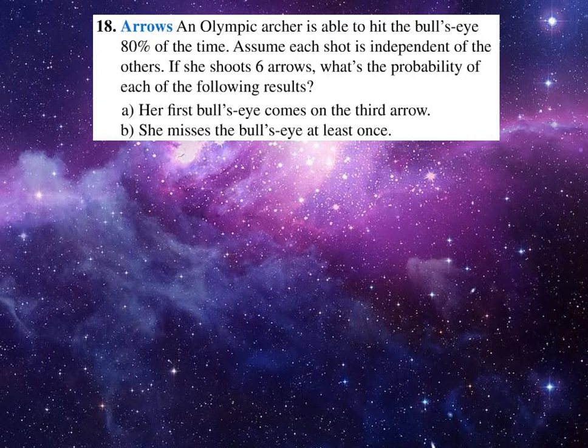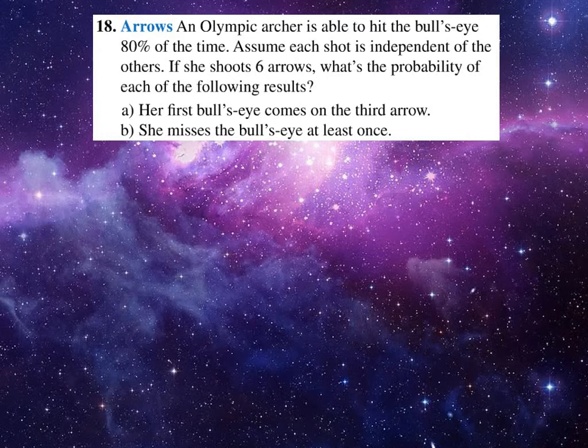Geometric, binary, both? What's going on here? Or binomial? Binomial, both? There's a keyword in A. First. What does first mean? But what kind of distribution is that?